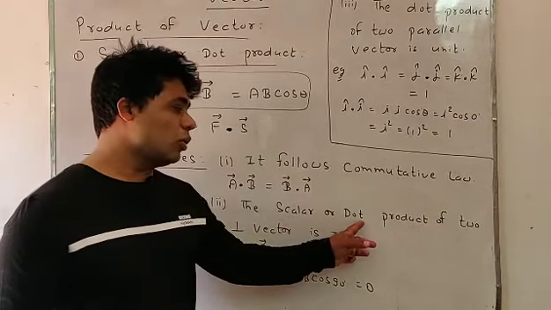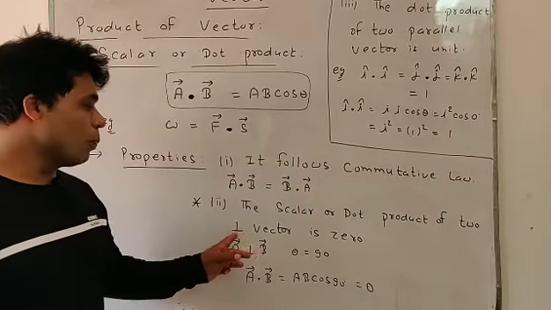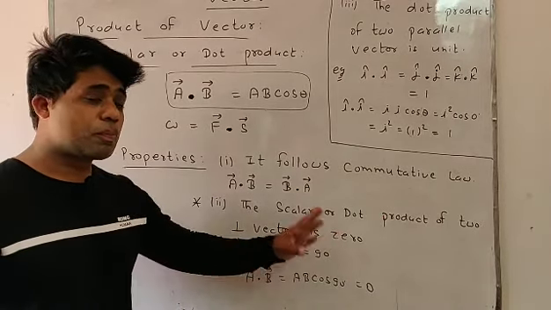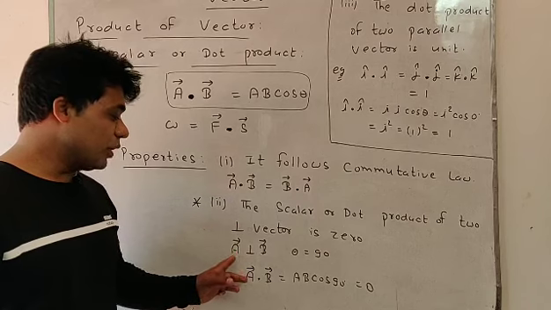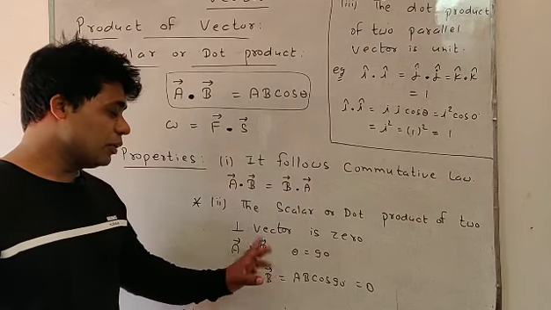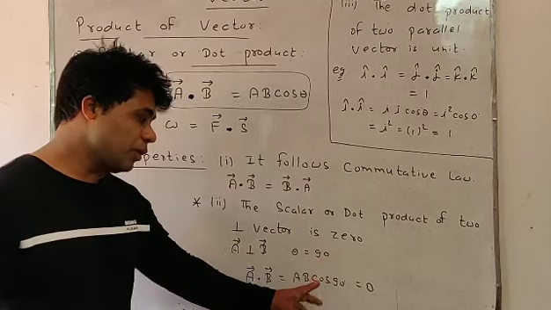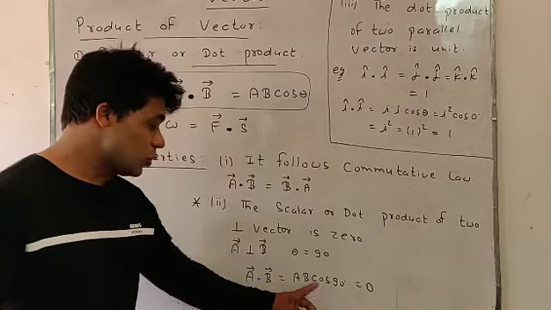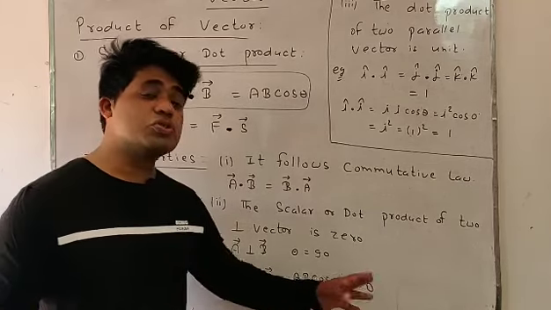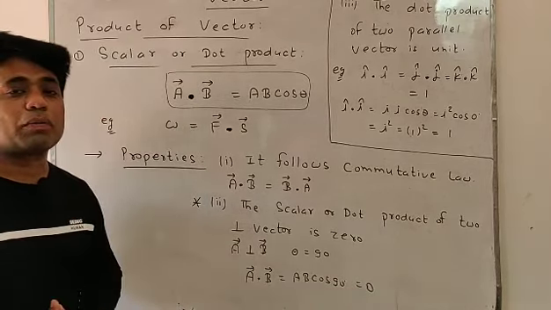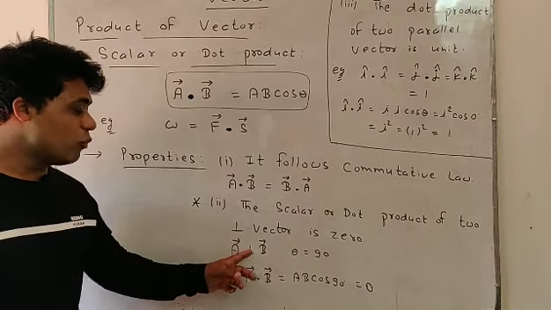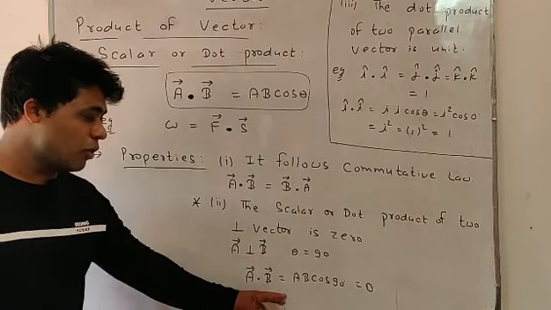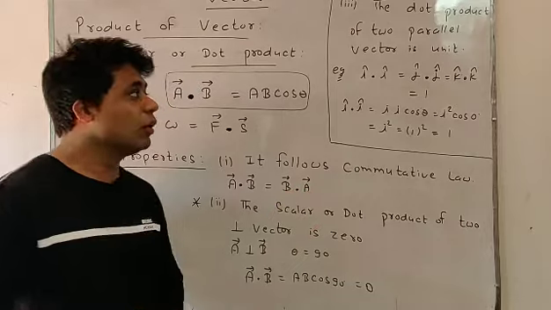The scalar or dot product of two perpendicular vectors is 0. It means if vector A is perpendicular to vector B, okay, theta will be 90. And cos 90 will be what? 0. So the dot product will be what? 0. That is one of the most important points. Remember, if two vectors are perpendicular, their dot product will be 0.